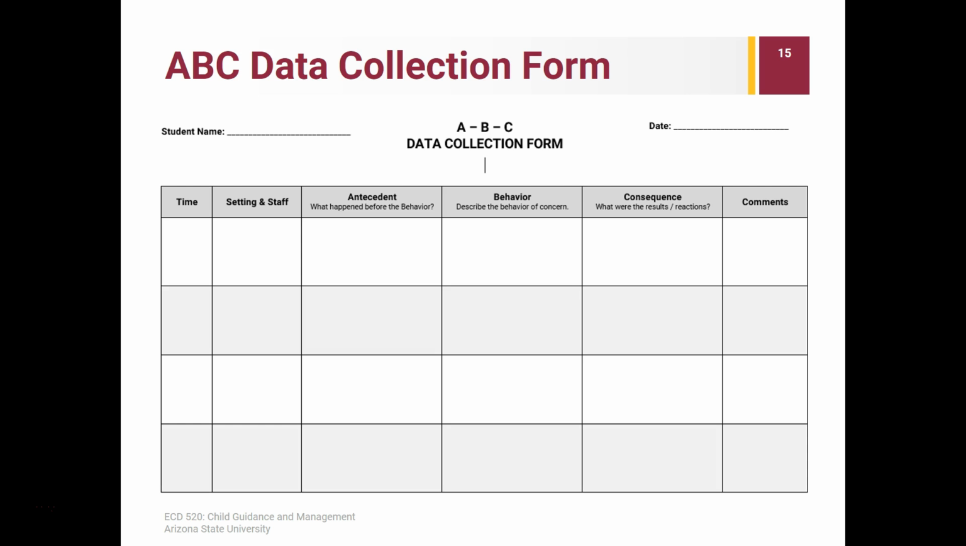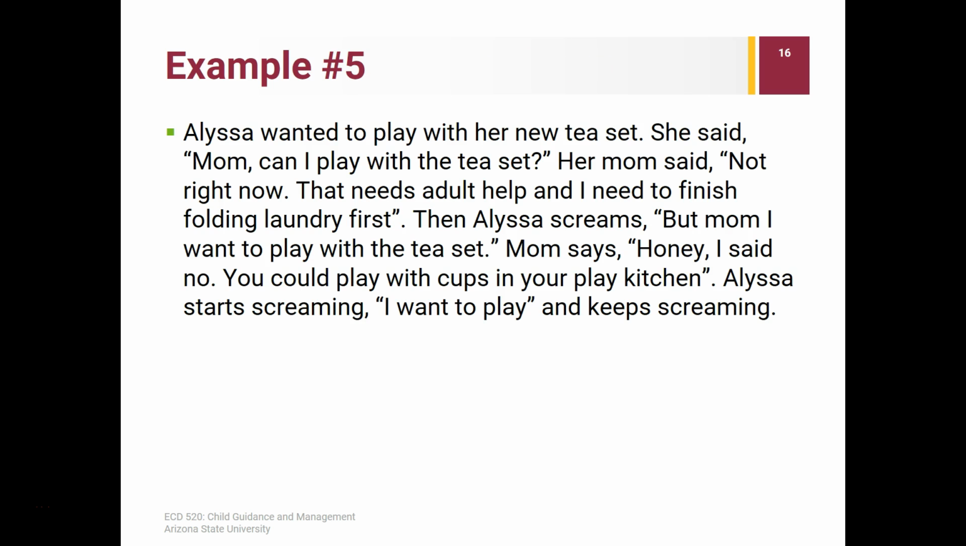But sometimes the ABCs are not as clear-cut as our previous examples. Let's take a look. Let's use this example. Alyssa wanted to play with her new tea set. She said, "Mom, can I play with the tea set?" Her mom said, "Not right now. That needs adult help, and I need to finish doing laundry first."